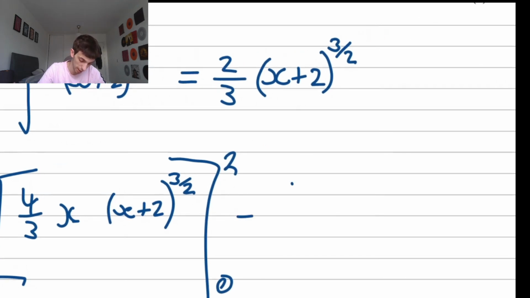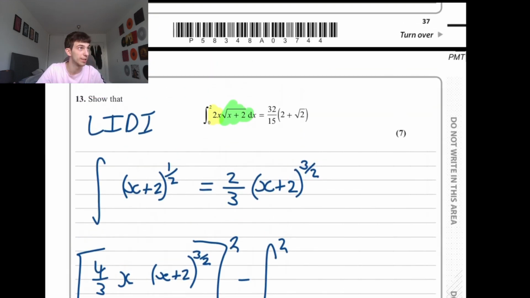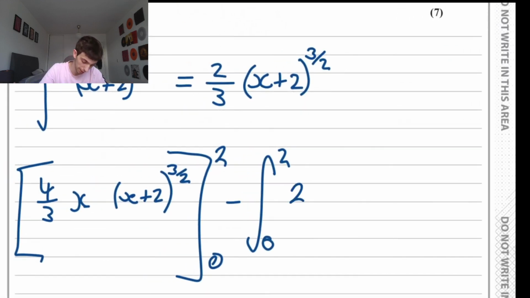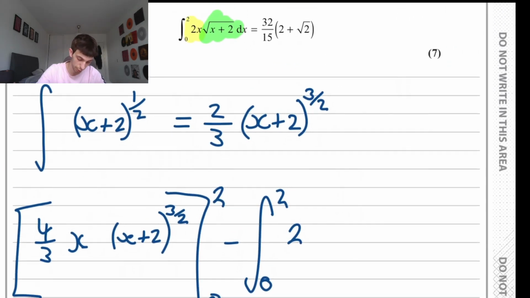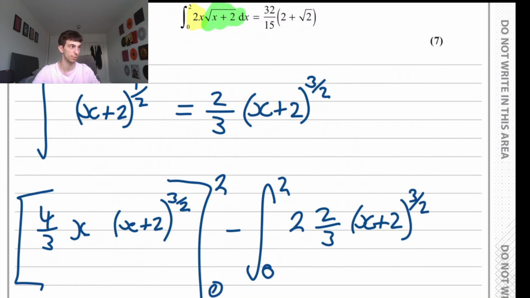I'm going to be taking away the integral, upper limit 2, lower limit 0, of differentiate integrate, LIDI, differentiate integrate. So differentiating 2x, that is just going to be 2. I'm going to multiply this by 2/3 x plus 2 to the power of 3 over 2. So what we already found to be the integral of the square root of x plus 2. We can already multiply out that 2 multiplied by 2/3. That is just going to be 4 over 3. So we still have to integrate this.